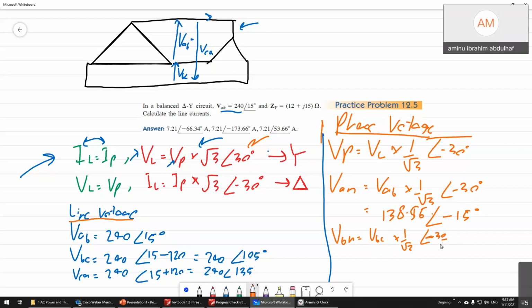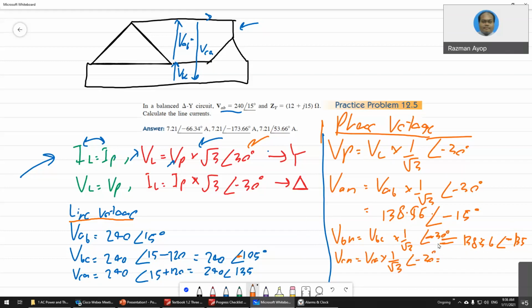Okay, so same here. 138.56 angle, 105 minus, and this one is negative, right? Negative 105, negative 135. Is that correct? Yes. Okay, so VCN is equal to VCA multiplied by 1 over square root 3, angle negative 30.